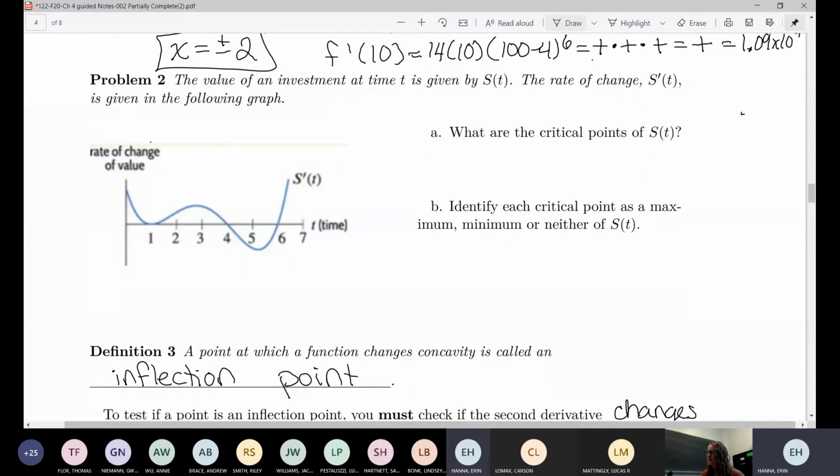But we kind of skipped over this one to talk about inflection points, so we've got to go back to this one. So we have the value of an investment at time t is given by S of t, and the rate of change S prime of t is given in the graph.